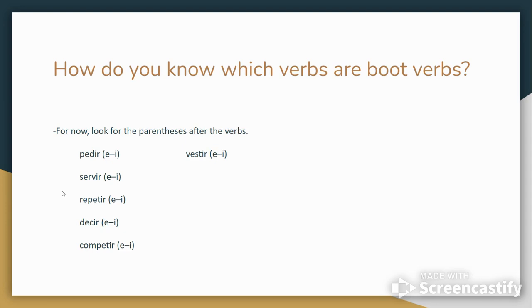So how do you know which verbs are boot verbs? For now, again, look for the verbs that have the parentheses next to them. We teachers are going to help you out with that information for now. But soon, you're going to be expected to know and recognize which verbs are going to be required to have that boot change. So here are some that we can associate with this E to I category. We've got pedir, servir, repetir, decir, competir, and vestir.